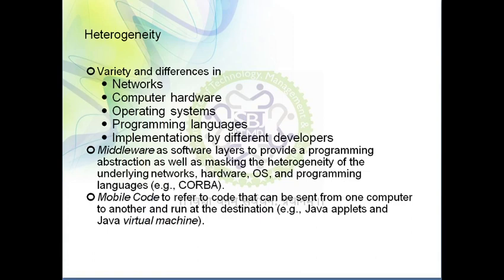Heterogeneity means variety and difference in networks, computer hardware, operating systems, programming languages, and implementations by different developers. Middleware is a software layer that provides programming abstractions as well as masking of heterogeneous systems, like OS and programming languages, CORBA. Mobile code refers to code that can be sent from one computer to another and run at the destination.